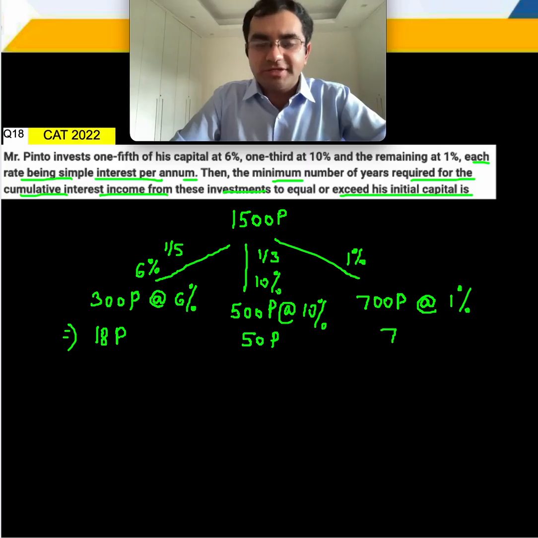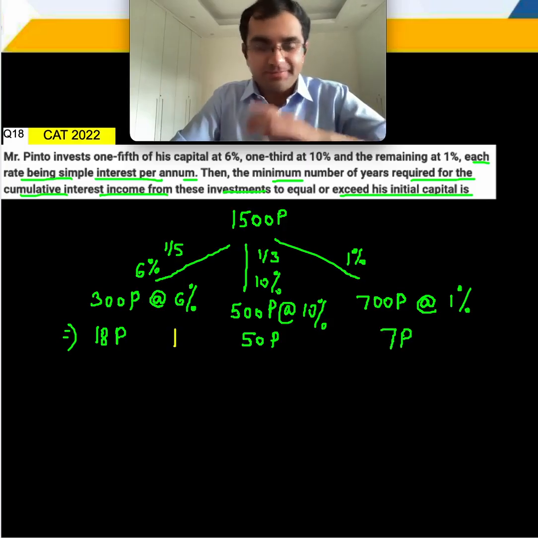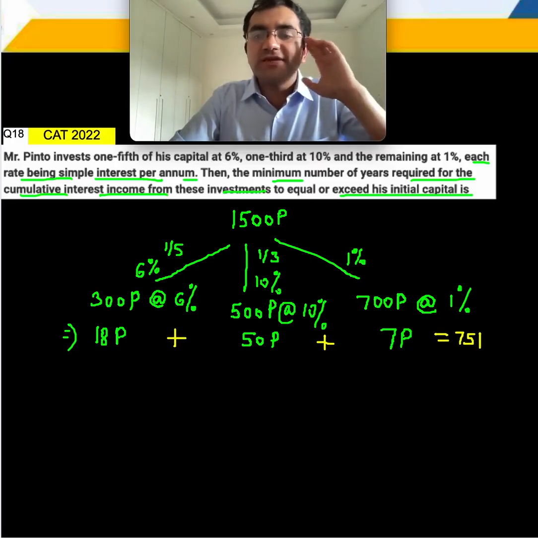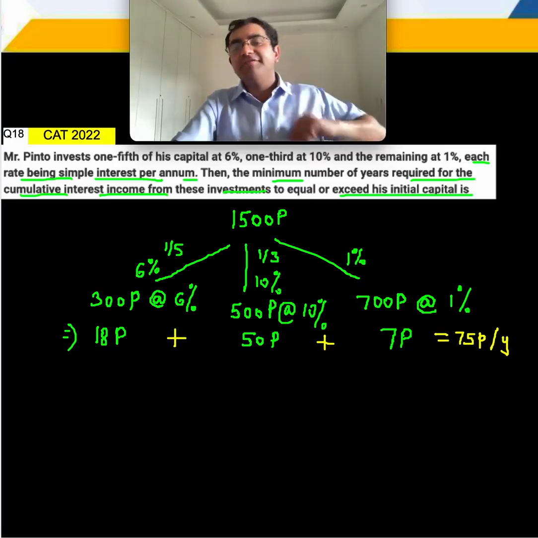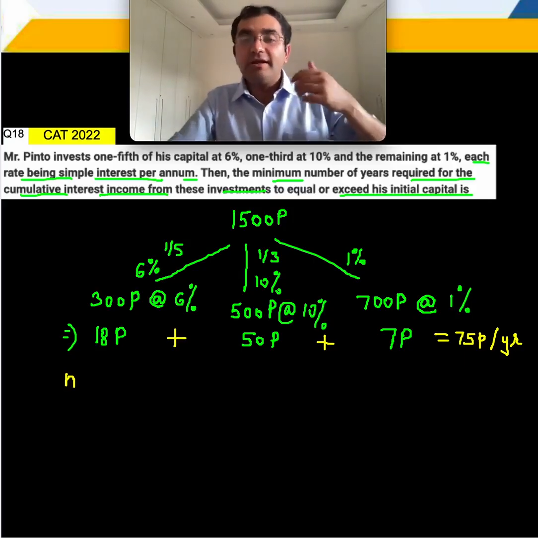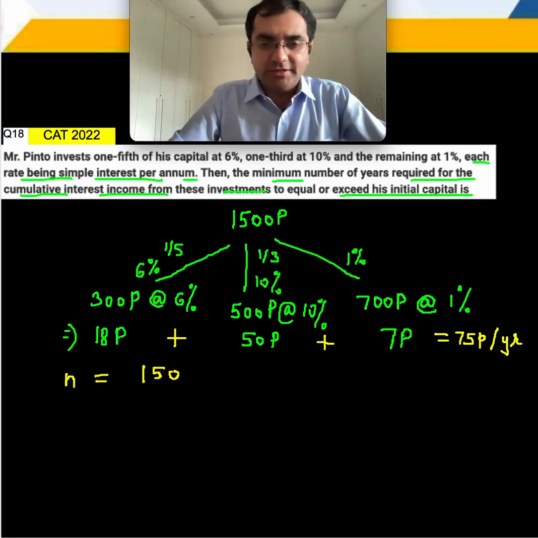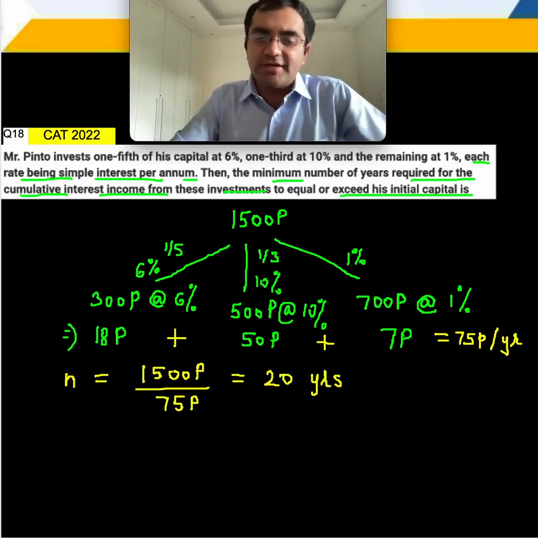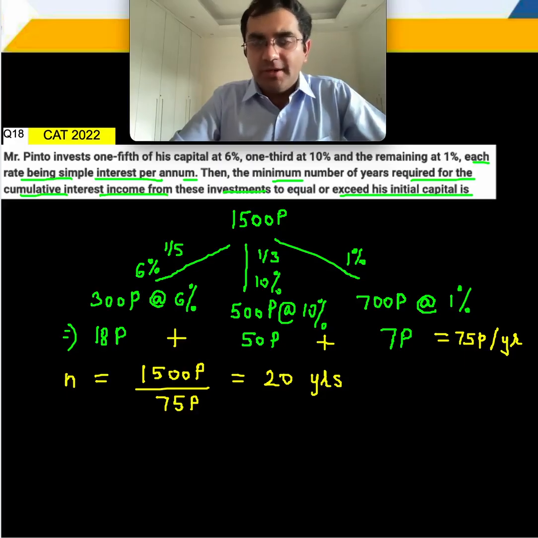700p at 1% gives you 7p every year. So every year if you add the total interest values, you get 75p of interest every single year. You are getting 75p every year, you need to make 1500p, so 1500p upon 75p becomes 20 years it will take to equal this particular capital value, and that is the answer.